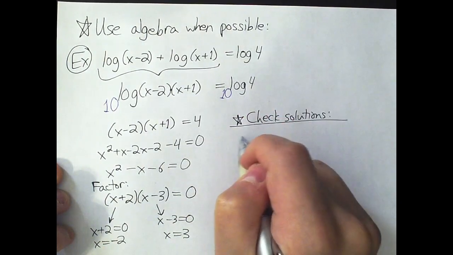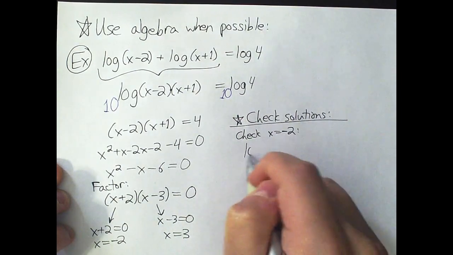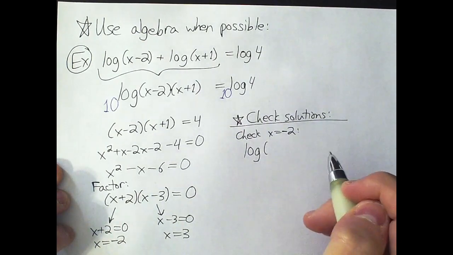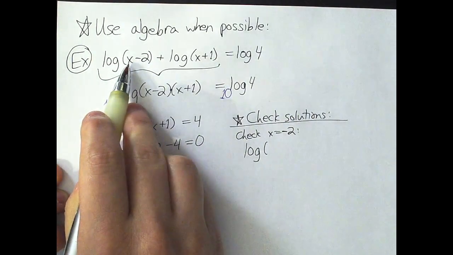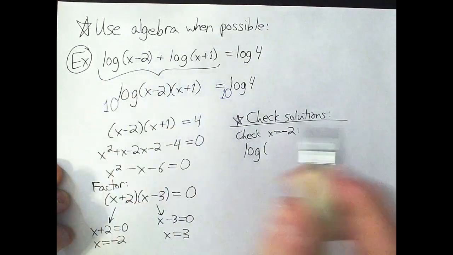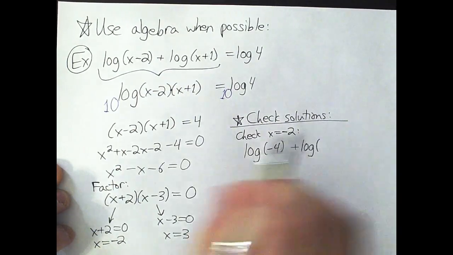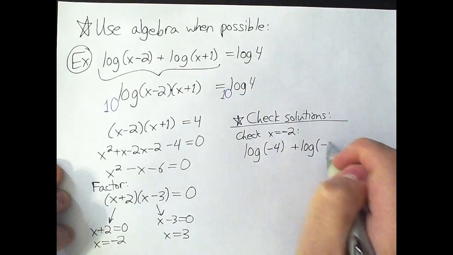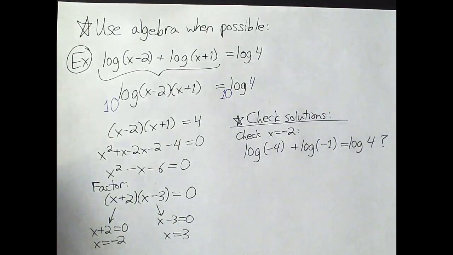We have 2 of them, right? Let's check x equals negative 2. In the original problem, when I put negative 2 in, what's it going to look like? Negative 2 goes here. Negative 2 minus 2, minus 4, plus log of, put a negative 2 in here, it's going to be negative 1. And we're checking to see, does this equal log 4? Does that check out?